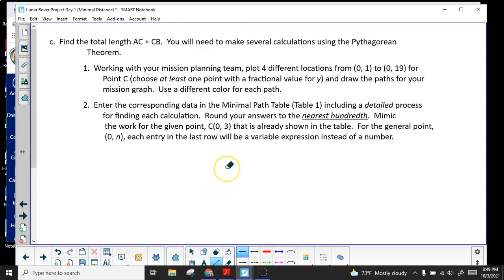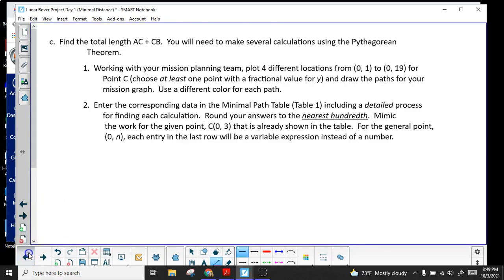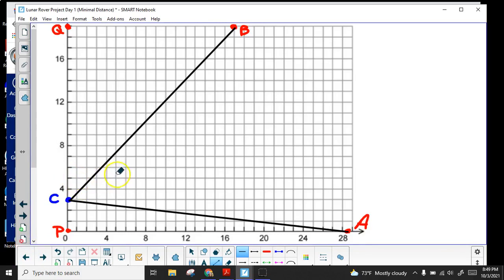You're going to enter the corresponding data in the minimal path table, which is on our next screen. So, okay, we chose the point 0, 3. And so now we're going to use that to calculate. I want to show you how we're going to use that. We are going to be using the Pythagorean theorem.